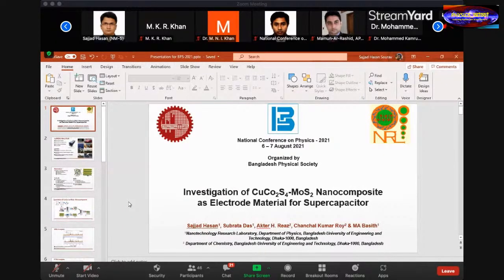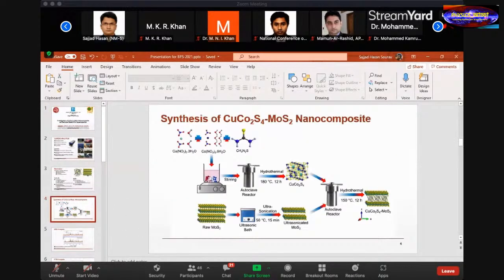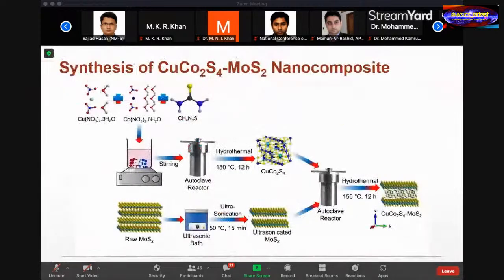Can I give one suggestion, Dr. Basit, sir? Yes, please. Just slide number 4. Can you please show the slide number 4? Okay, you did the ultrasonication here, and with this ultrasonication, you just exfoliate the MoS2, and that sheet you used directly in the hydrothermal process. So there is a size discrepancy. So if possible, I would like to suggest you to separate the different sizes with centrifugation. Then maybe it will give you a good result.